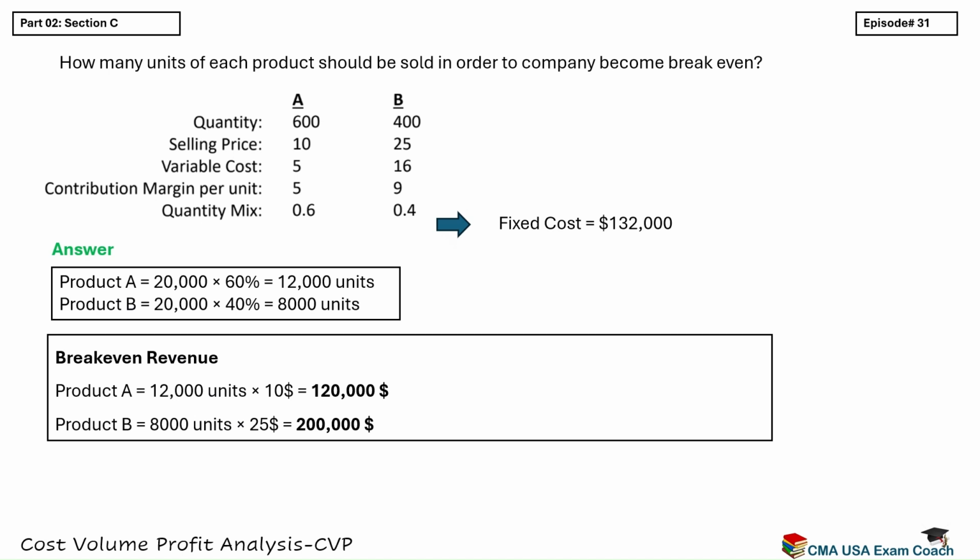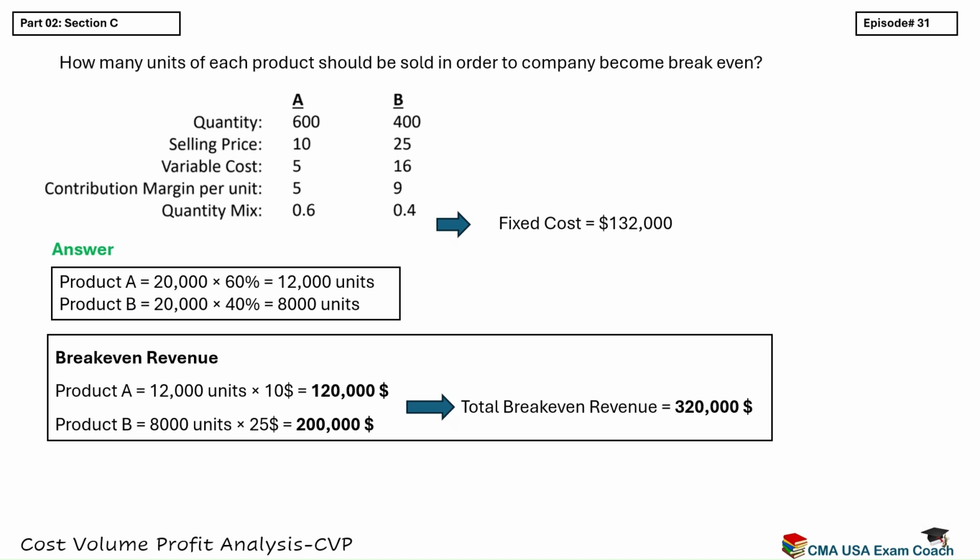Now for product B, we have 8,000 units. Each unit is sold at $25. So, break-even revenue from product B is 8,000 multiplied by $25 equals $200,000. Now let's add both together. $120,000 plus $200,000 equals $320,000. Final answer. So the total break-even revenue is $320,000.